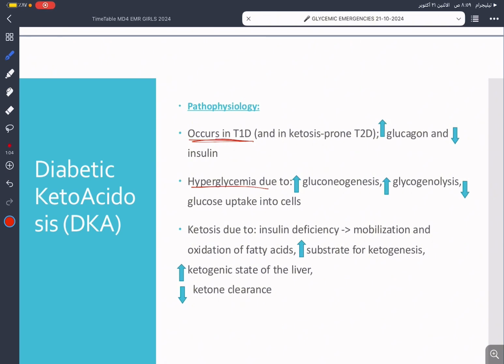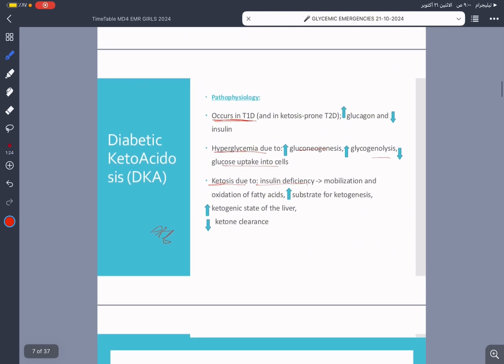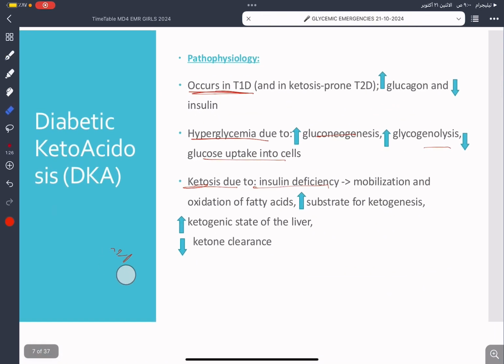So we use the fatty acid as substrate for energy. Then it will develop the ketogenic state of the liver, and will decrease the ketones clearance. So mainly hyperglycemia because of low insulin that causes high glucagon compared to the cascade or substrate for energy formation through fatty acid oxidation.